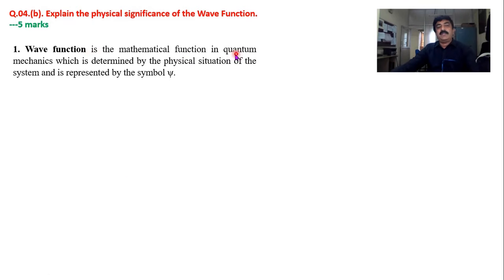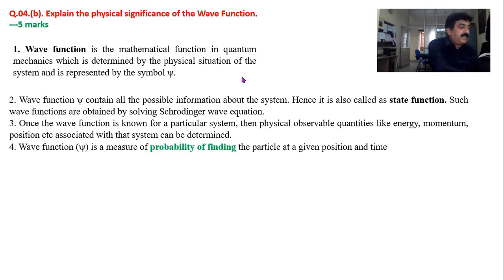Wave function is a mathematical function of quantum mechanics which is determined by the physical situation of the system and is represented by psi. One system means a particle; it can be a charged particle or a neutral particle, a lighter particle or a heavier particle. It can be an elementary particle, electron, proton, neutron, atom, molecule, group of atoms; it applies to all. Whether the particle is at rest or in motion, we can explain with the help of wave function, and that wave function is given by this equation which I already wrote earlier. I write it once again.